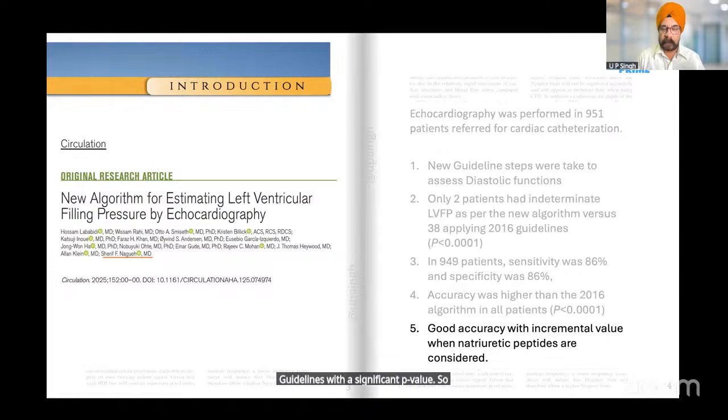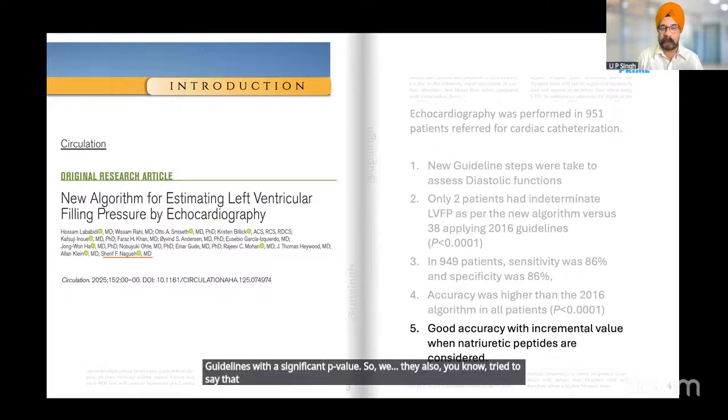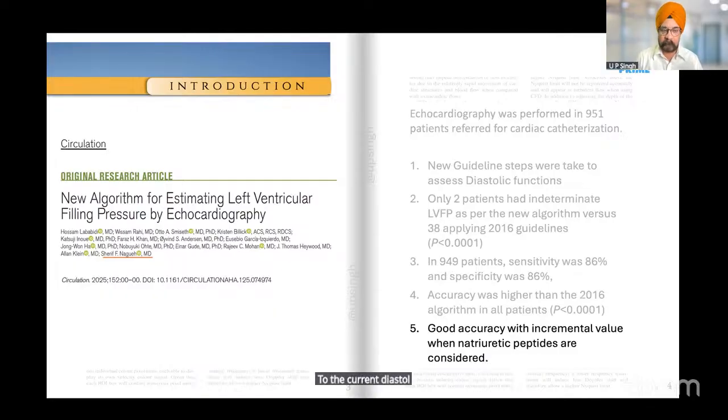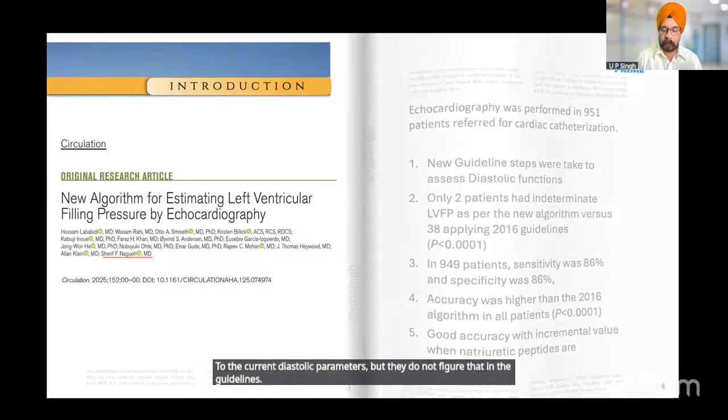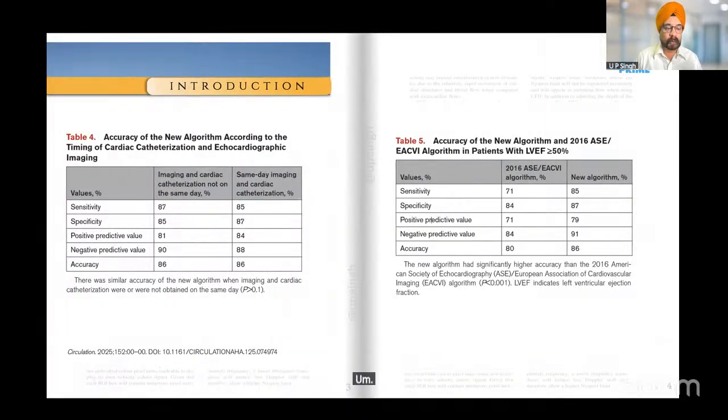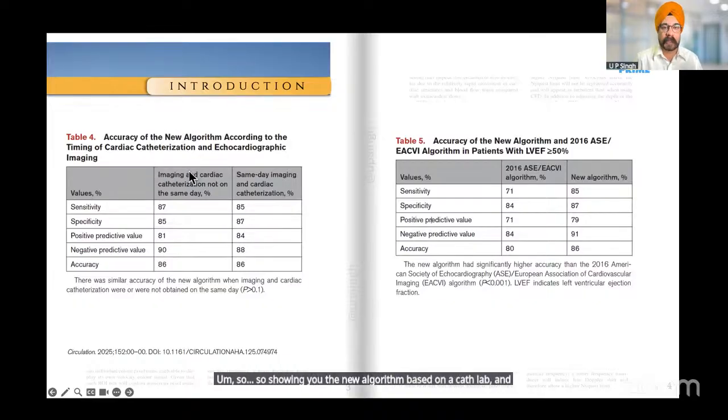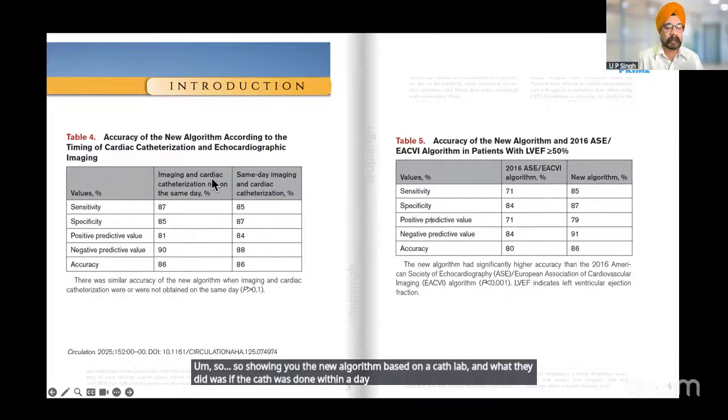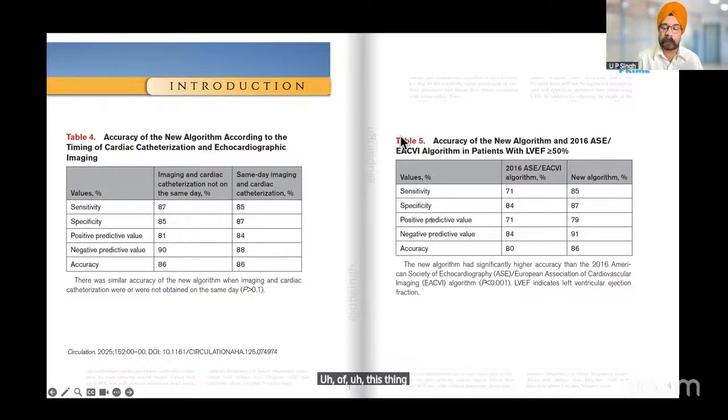They also tried to say that there is a good incremental value if you add BNP to the current diastolic parameters, but they do not figure that in the guidelines. Showing you the new algorithm based on a cath lab, what they did was, if the cath was done within a day or not on the same day, they found almost the same sensitivity and specificity. It wasn't really very different whether they did cath on the day or a little later.